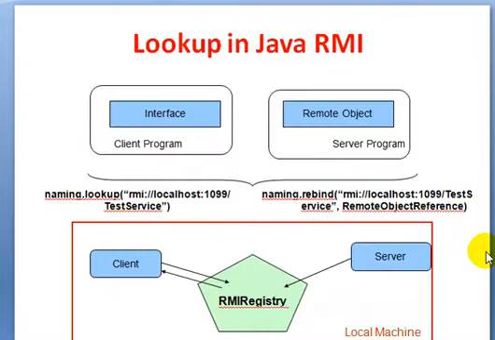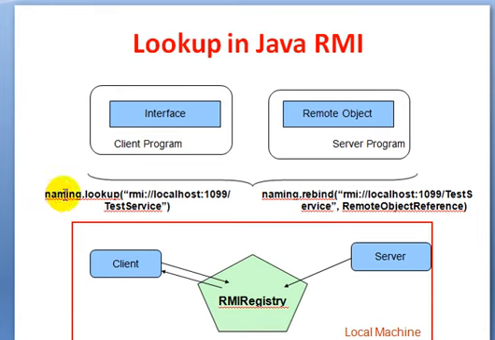So basically there's a client and there's a server, and between these two we have our RMI registry. Without the RMI registry we cannot connect the client to the server, so it's very important. And we're using an interface, and we use a remote object in the server program.